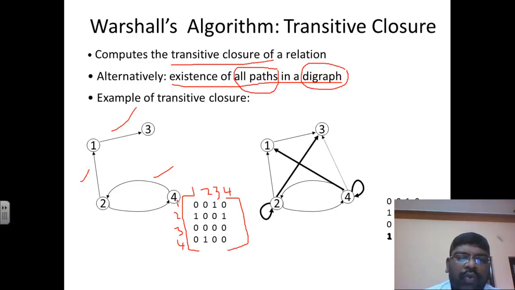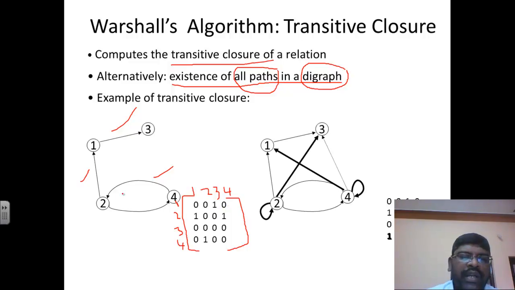Now, what is 1 to 1? If there is a direct edge, or we can say if there is a path. Because there is no edge from 1 to 1, I can indicate it as 0. Then 1 to 2 there is no edge, so 0. 1 to 3 there is an edge, so 1. Then 1 to 4 there is no edge, so 0.